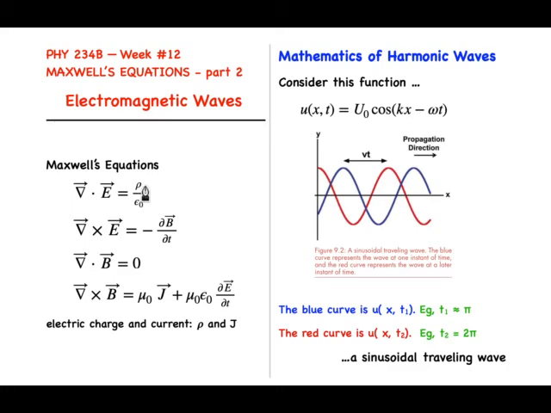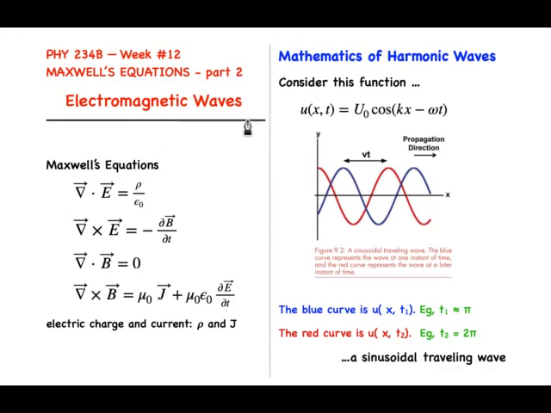Rho is charge density, J is current density, so these are related to particles carrying charge. But we're going to be interested in electromagnetic waves: the solution of these equations where rho and J are zero. So in other words, fields in empty space, fields and there are no charges.